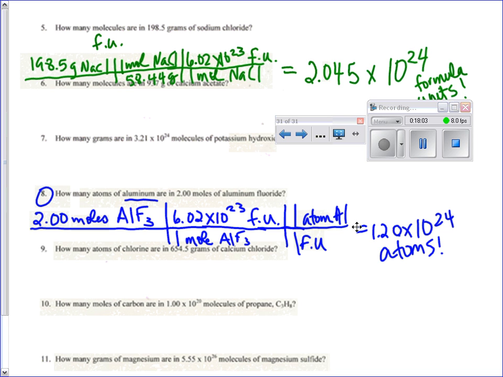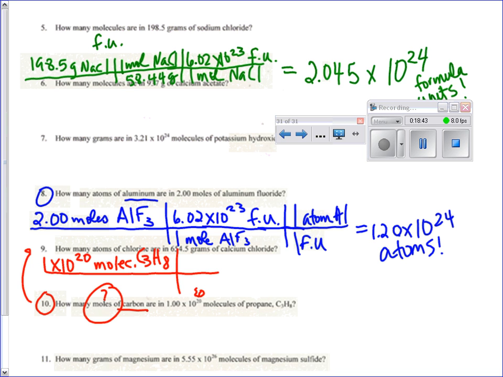All right. Last problem I want to do is number 10, and then we're going to look at it as you'll see it on your exam. Number 10. How many moles of carbon are in 1 times 10 to the 20th molecules of propane? I'm looking for moles of carbon, just carbon. So I've got 1 times 10 to the 20th molecules of C3H8.